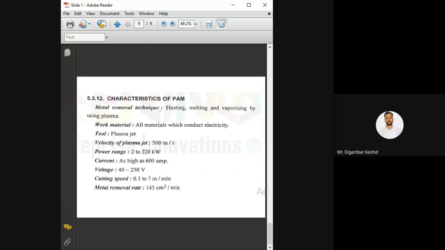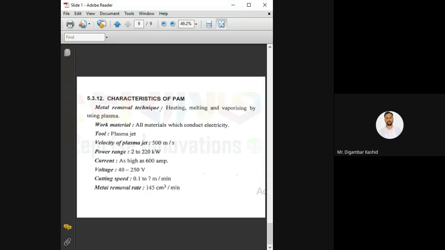Again, in simple words, I will explain what the transferred arc type is. In this direct arc plasma torch, what is happening? The electrode is connected to the negative terminal of the DC power supply, and the workpiece is connected to the positive terminal of the DC power supply, so that more electric energy is transferred to the work. Thus giving more heat to the work, the material gets removed.